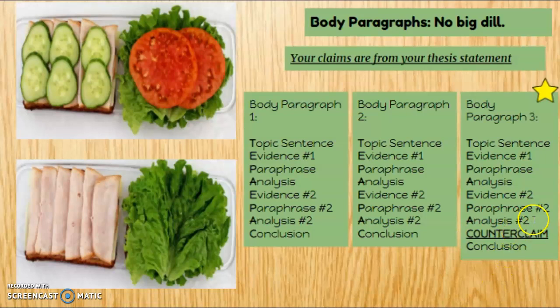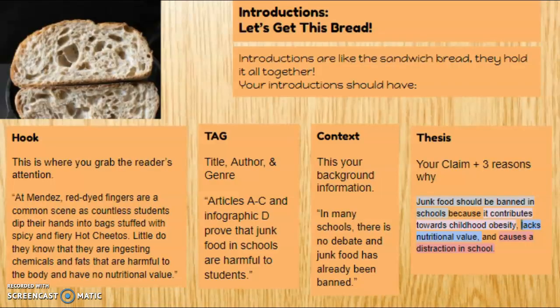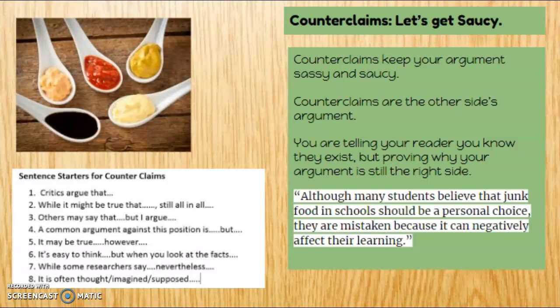Just as you're done analyzing your second piece of evidence, you're going to put your counterclaim before the conclusion, okay? So this is just on the third body paragraph. For our third body paragraph, going back to our thesis, it is how junk food causes a distraction in schools. So we're going to look at counterclaims. This counterclaim should be about junk food. It should be about what the other side's argument is.